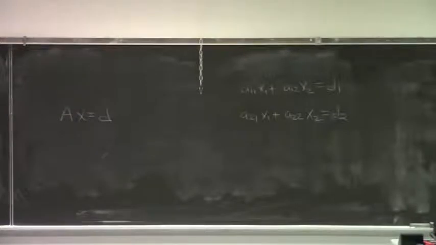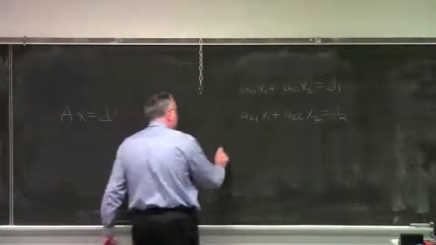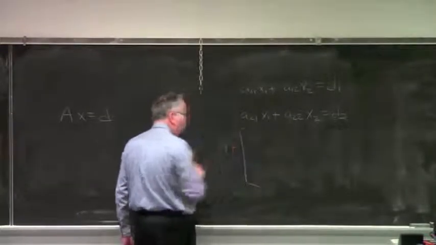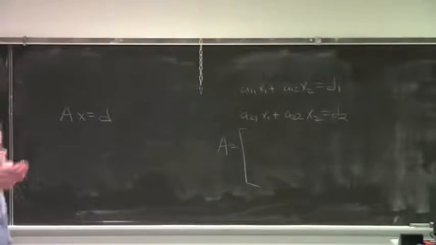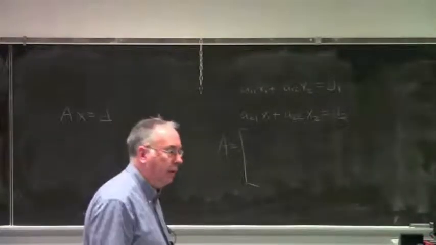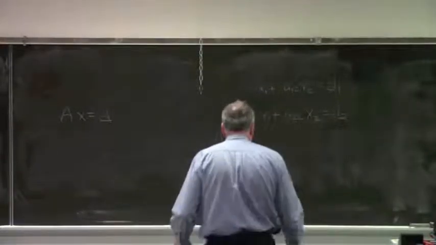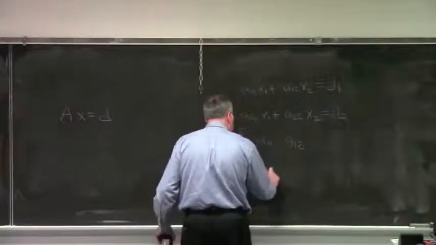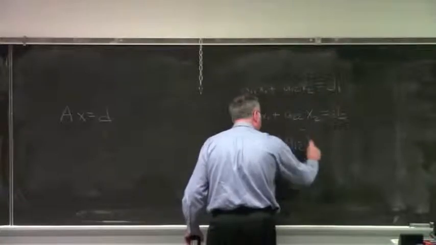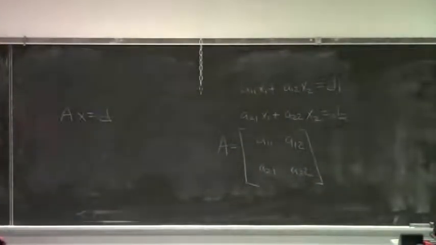For this simple linear equation system, what is the coefficient matrix? What is A? What is the matrix of the coefficients? Exactly. That is your coefficient matrix. Notice in this case, the coefficient matrix has a dimension 2 by 2.